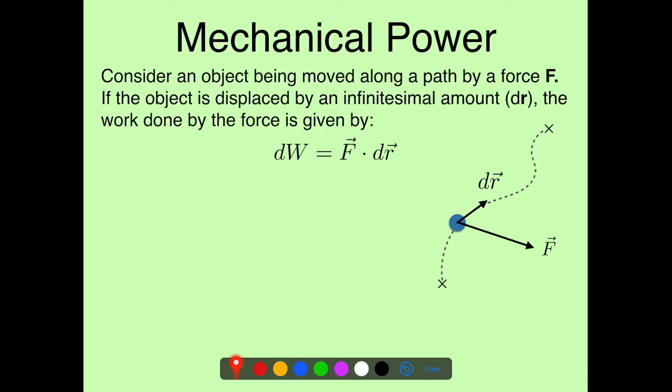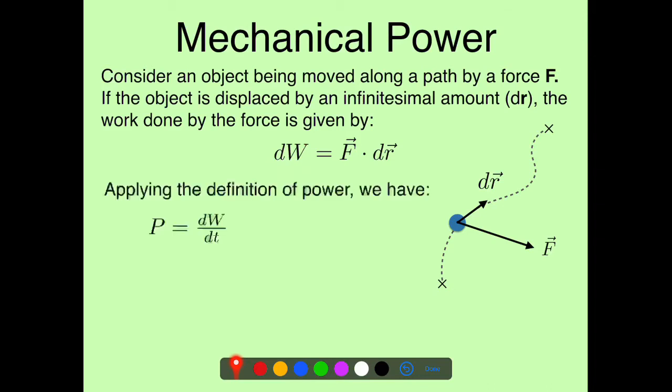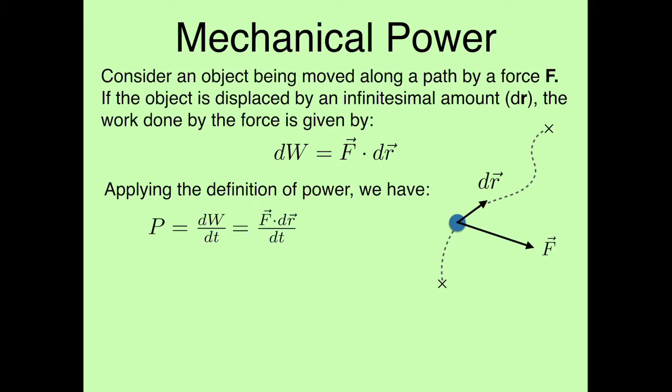For that tiny little bit of displacement, we know that the work can be thought of as the force dotted with dr. That's something we saw back in chapter 7. You can take force dot displacement. That's how you get work. And we're talking about a little infinitesimal amount of work, dW. So now we're going to apply the definition of power, where P is equal to dW by dt. And what we're going to do is just plug in this for dW. So I have F dot dr divided by dt.